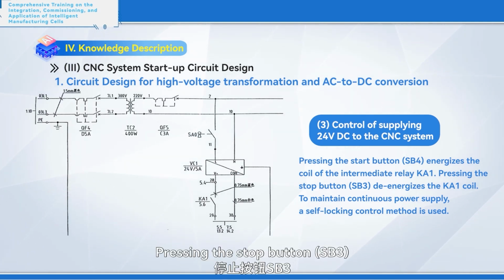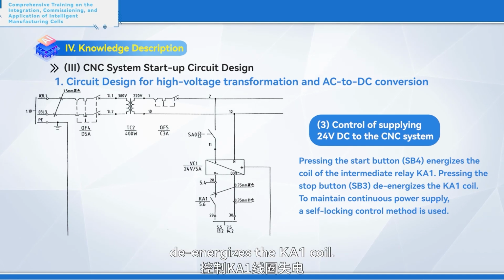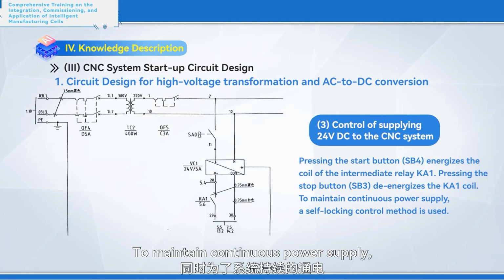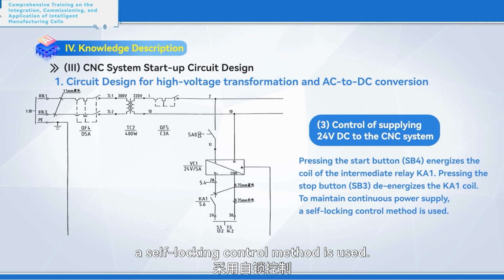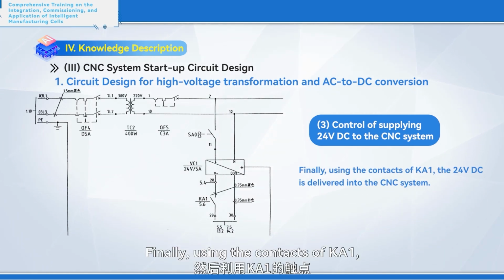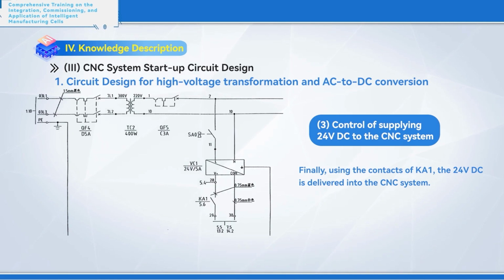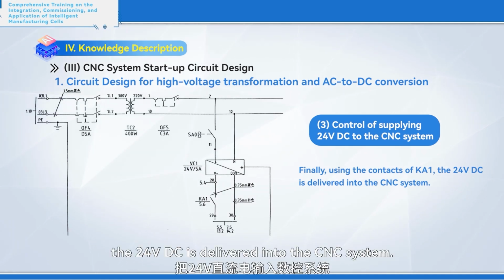Pressing the stop button, SB3, de-energizes the KA1 coil. To maintain continuous power supply, a self-locking control method is used. Finally, using the contacts of KA1, the 24-volt DC is delivered into the CNC system.